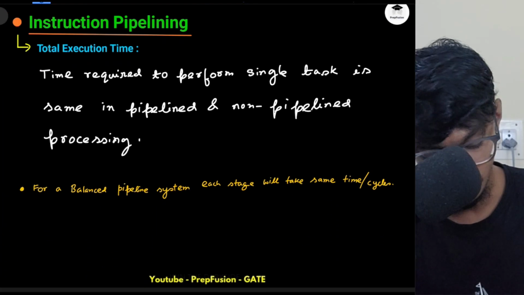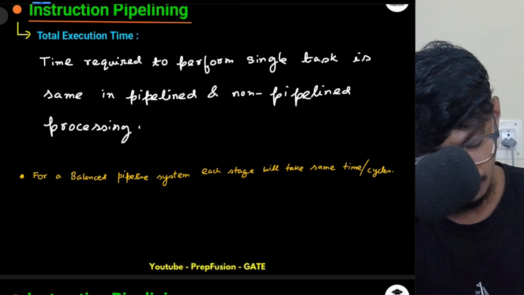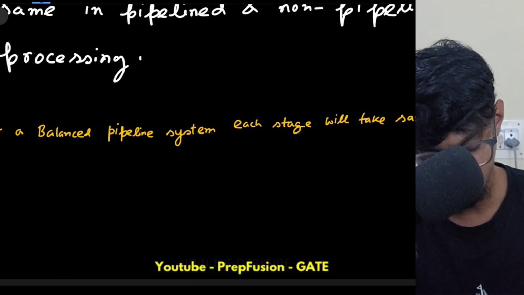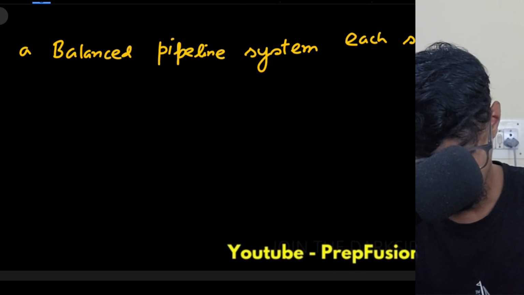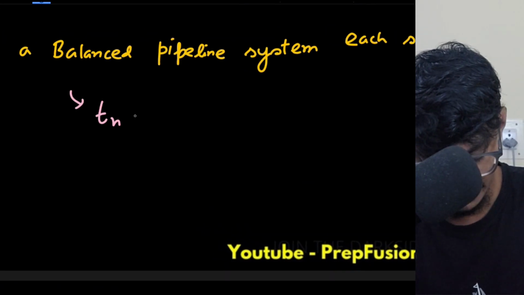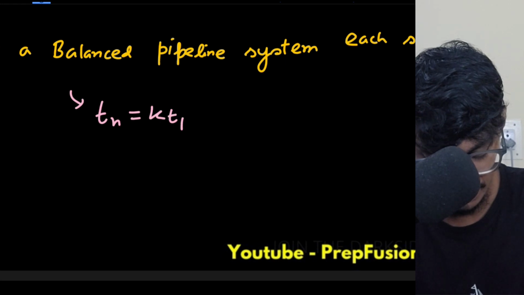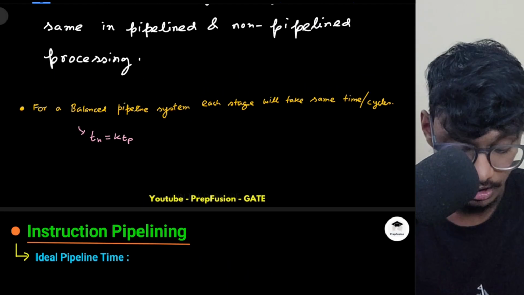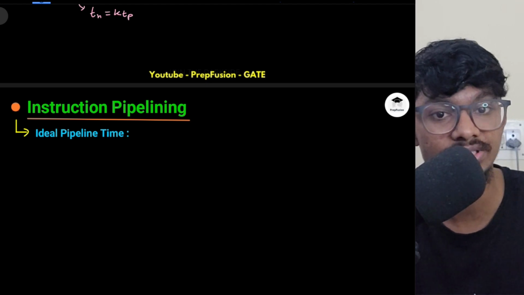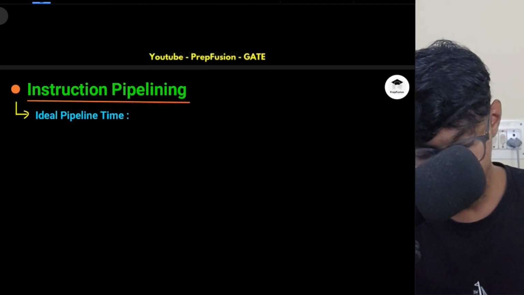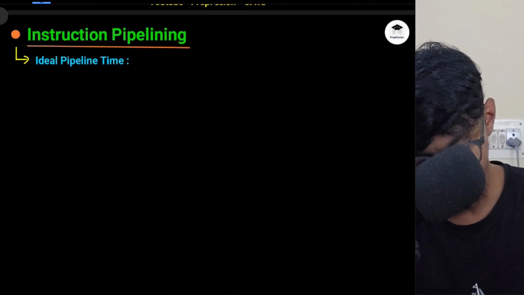But if Tn is also not given, then for a balanced system, as I told you, my Tn will actually become k times Tp, as just proved at the top of the page. So what will be my speed up ratio? My speed up ratio will become S.